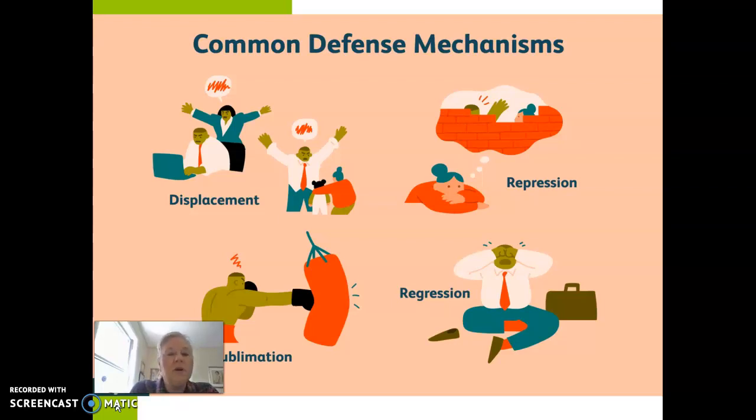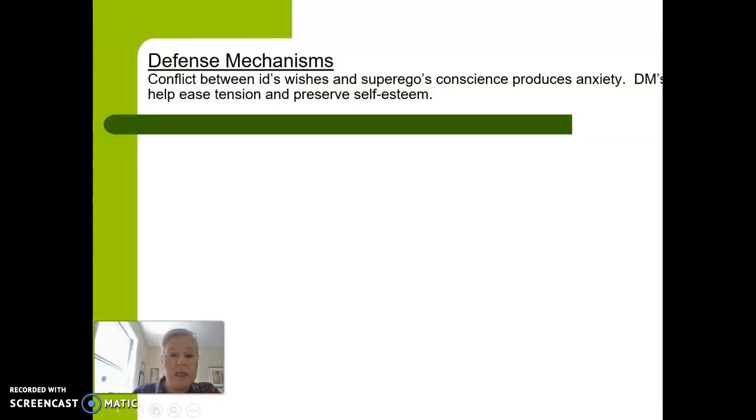Defense mechanisms are commonly used. They're in our common language. And even though psychodynamic psychologists no longer use the terms id, ego, and superego, they will use these terms, defense mechanisms, in order to describe one's behavior.